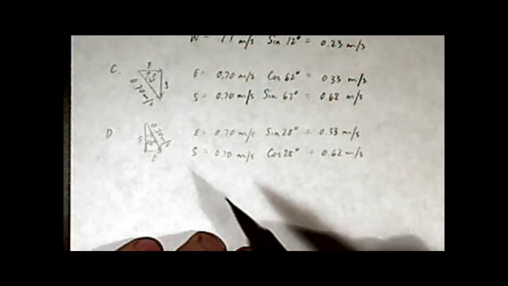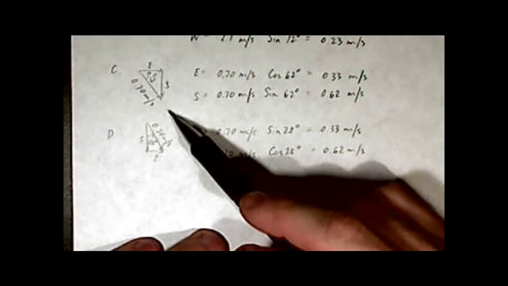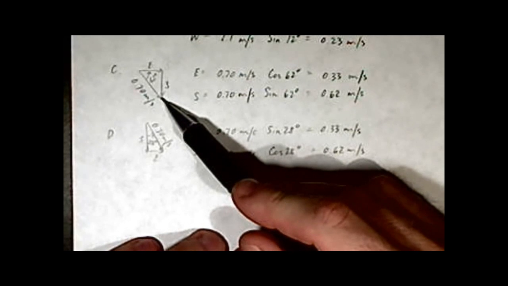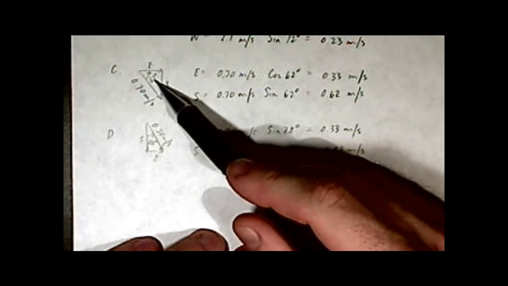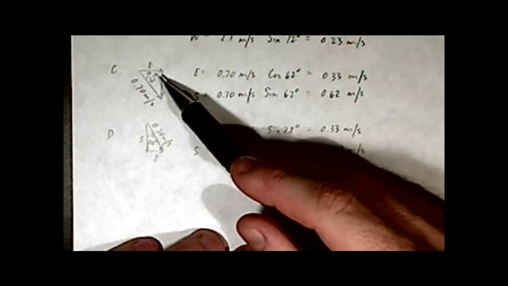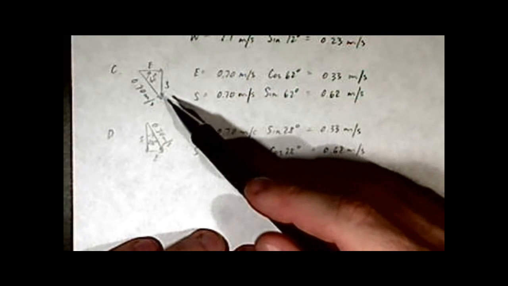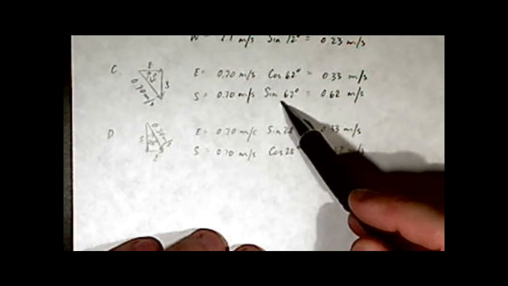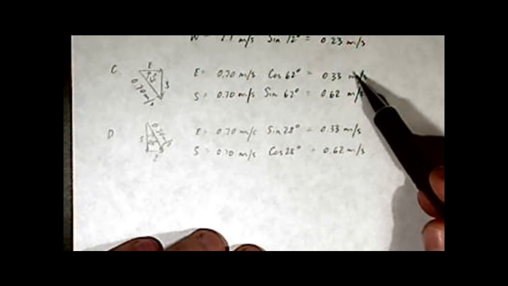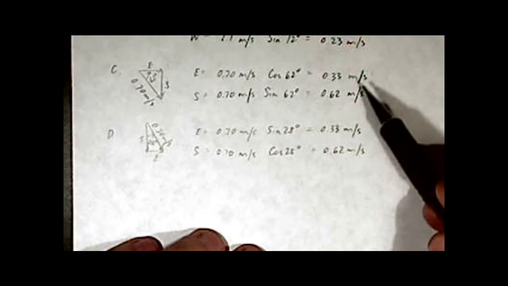C and D are actually the same. I just described them differently. The angle is described differently, but ends up being the exact same angle. We've got my 0.7 meters per second at, in this case, 62 degrees south of east. So my easterly component is the adjacent side, so I use cosine. The southerly component is the opposite side, so I use sine, and I get 0.3 meters per second east and 0.62 meters per second south. That's 0.33.